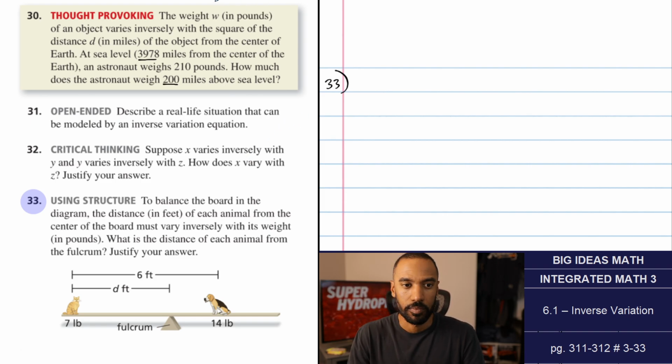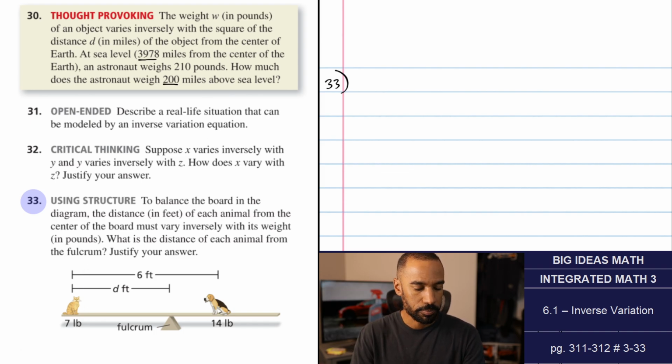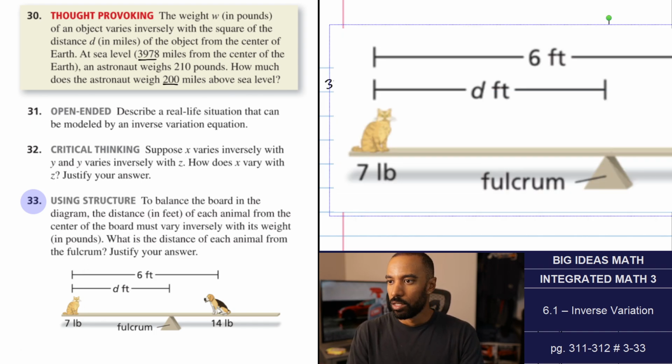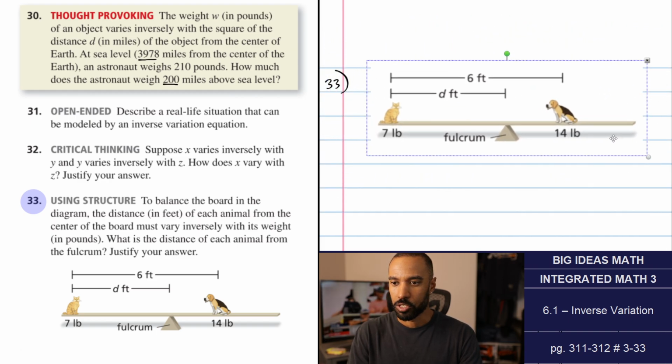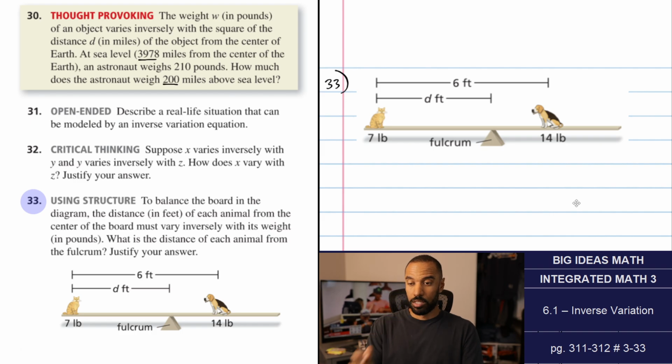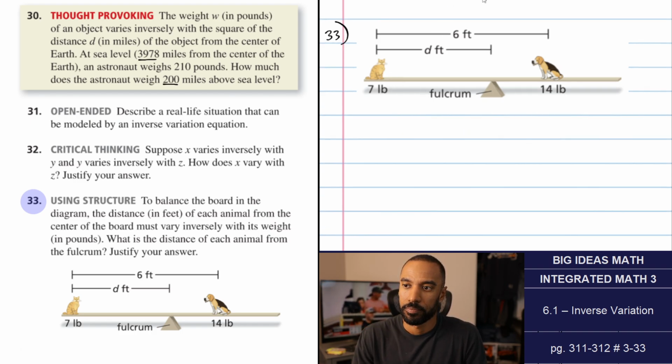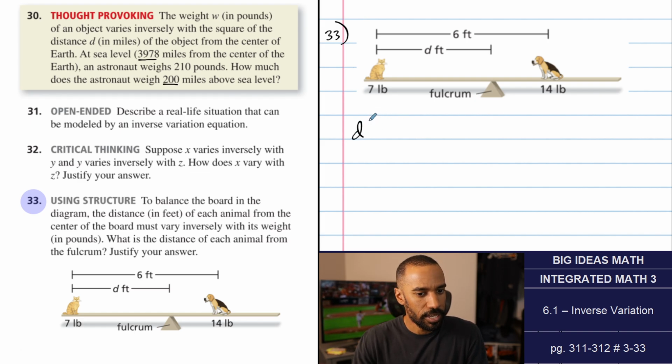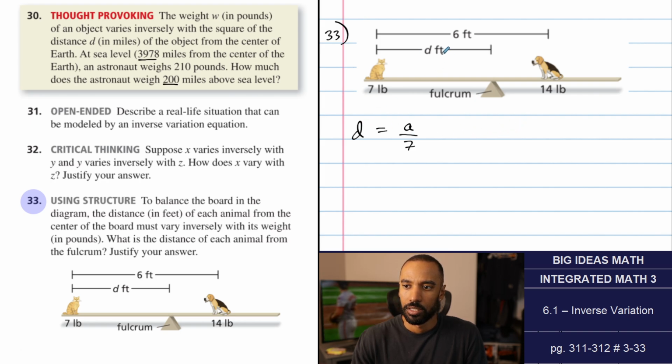What is the distance of each animal from the fulcrum? Justify your answer. Let's copy that diagram. I need to make sense of this one. So the cat is d feet away at 7 pounds. And this is an inverse variation set. The distance varies inversely with the weight. So distance is a over 7. That works there. Now, if this is 6 feet, then this here is 6 minus d feet, which is still a distance in and of itself. So 6 minus d also equals a over 14.